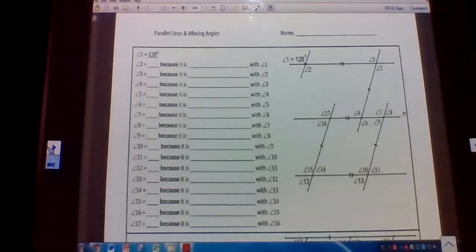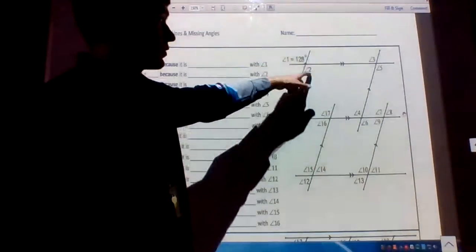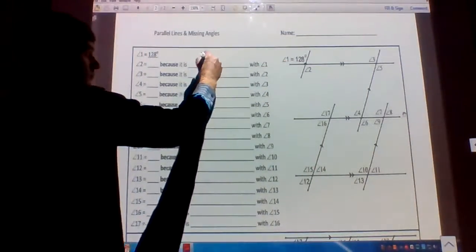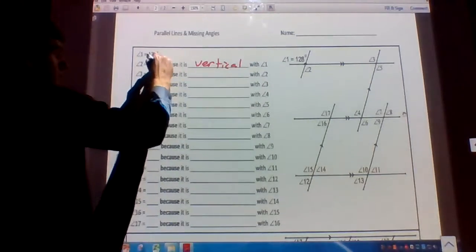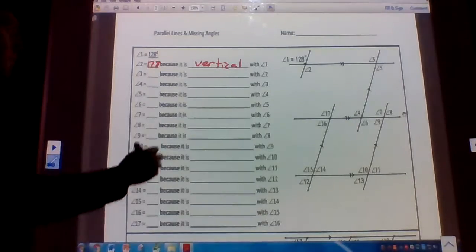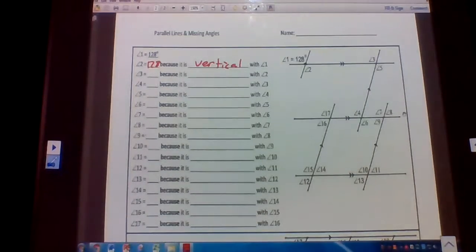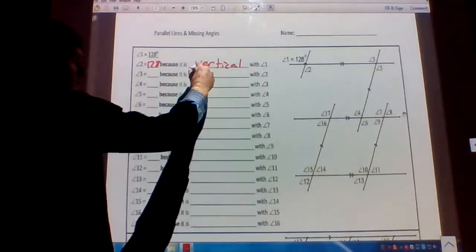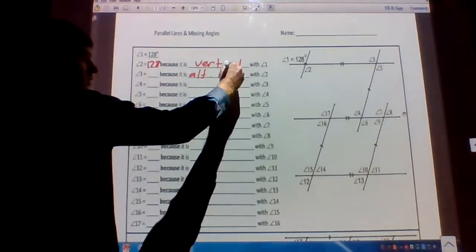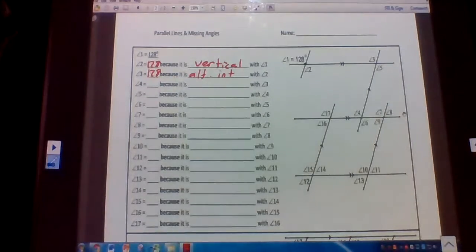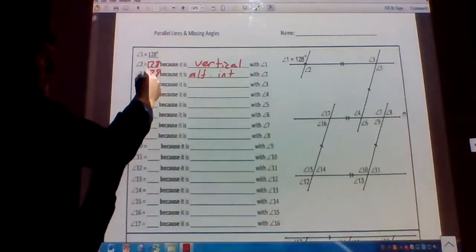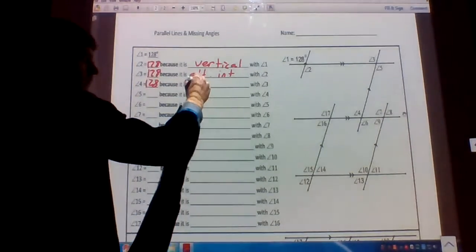So the measure of angle 1 is 128. These are vertical angles, which means this is also 128 because vertical angles are congruent. Okay, 2 and 3 are alternate interior, so that means that's going to be 128. Three and 4 are corresponding, so it's also 128.